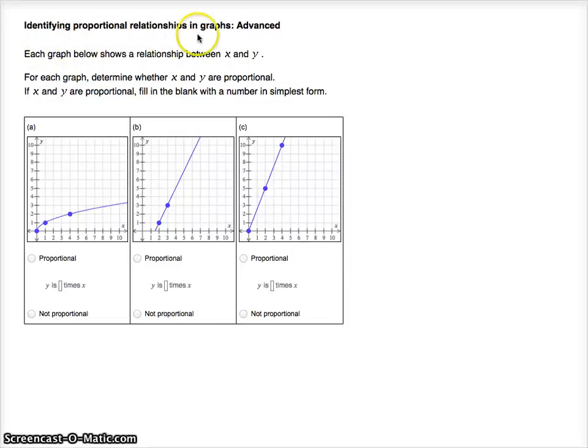Identifying proportional relationships in graphs, advanced. So what they're going to do is give you three proportional or non-proportional relationships, and some of them might be a curve, some of them won't go through the origin, and some of them might be tricky and be a straight line and go through the origin but may not be proportional.